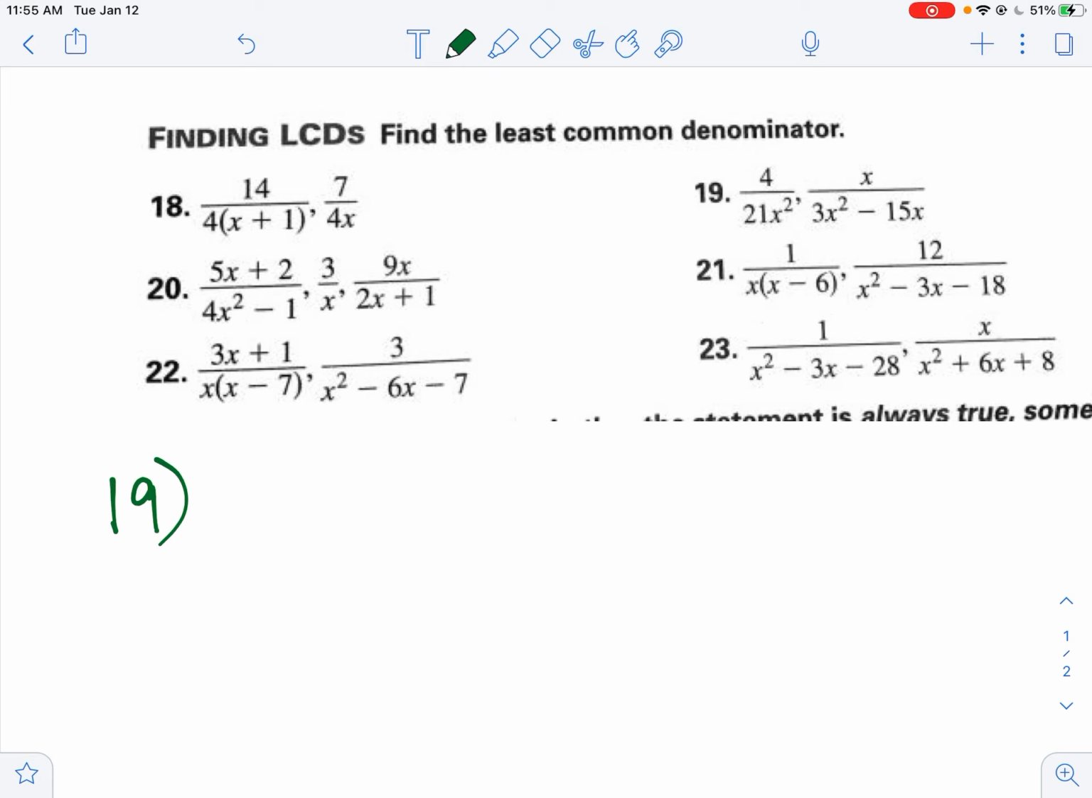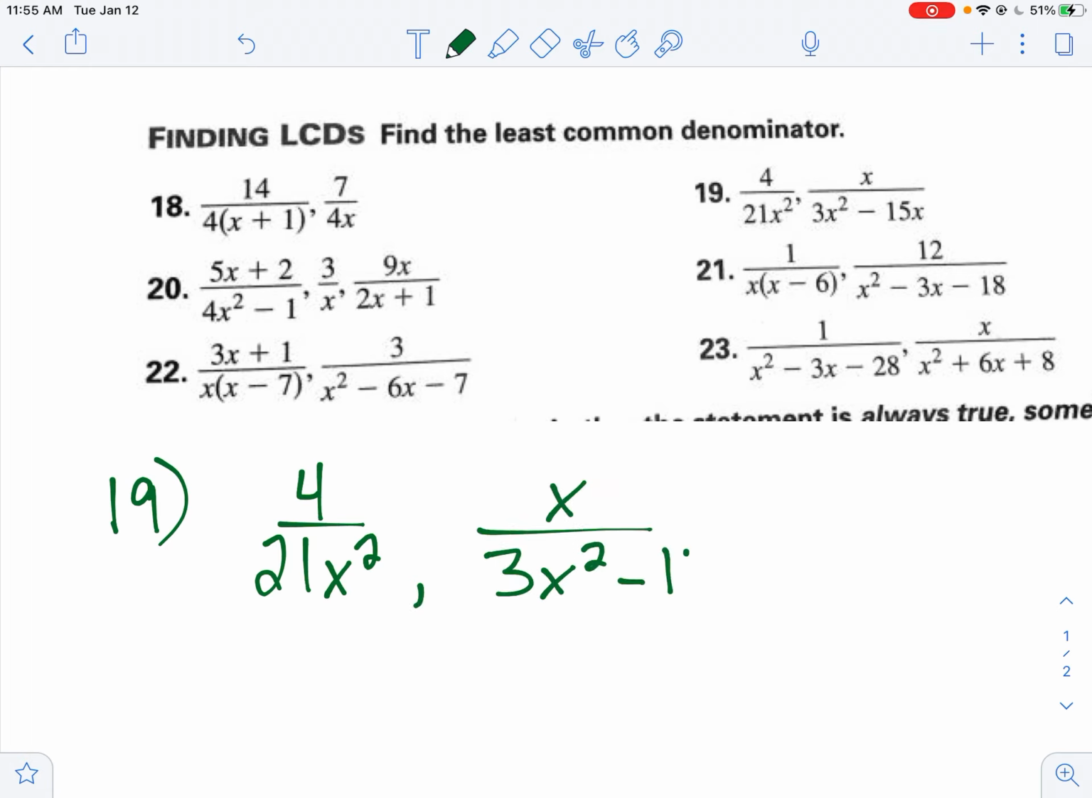And I'm just going to copy it down. So I got 4 over 21x squared. And then I have x over 3x squared minus 15x. Okay, so now we want to find the lowest common denominator. Now ultimately, we're just focusing on these denominators, which is down here.